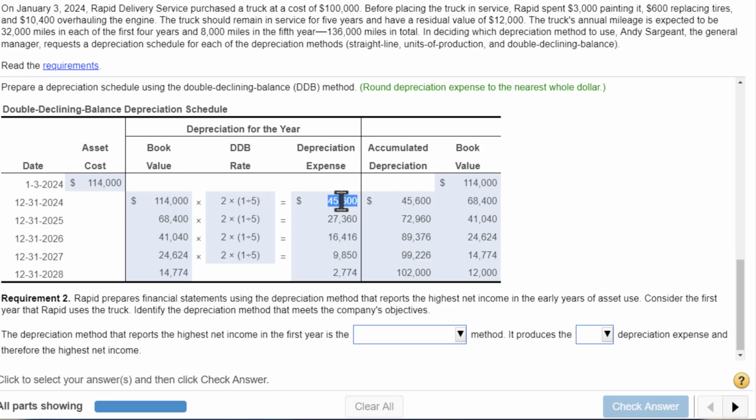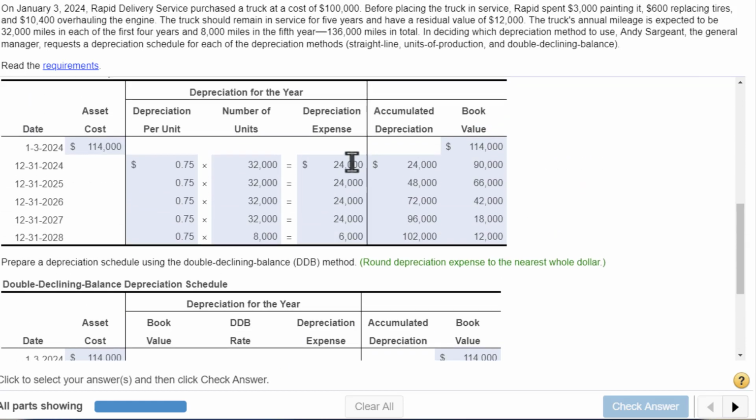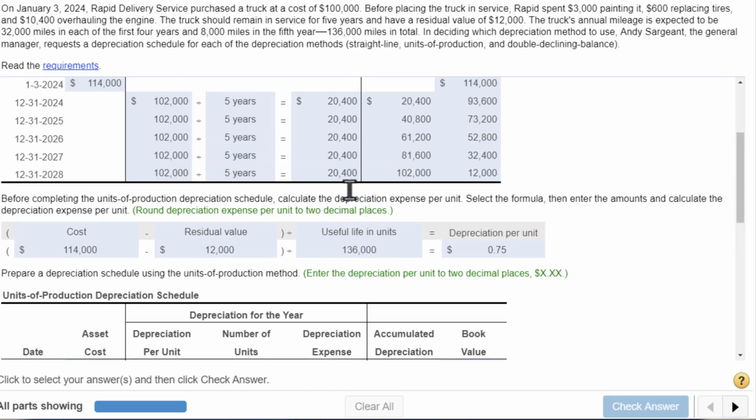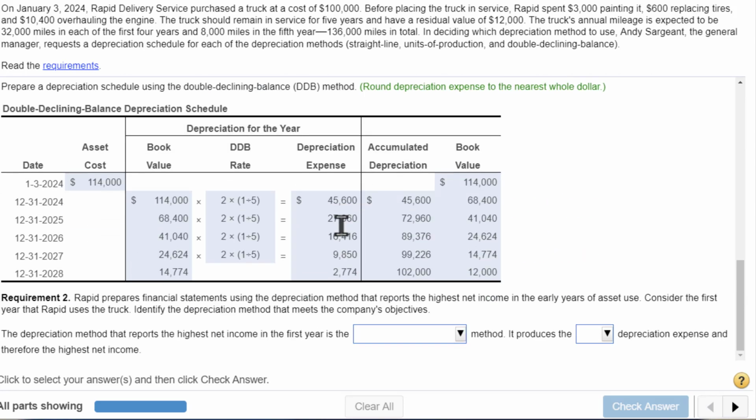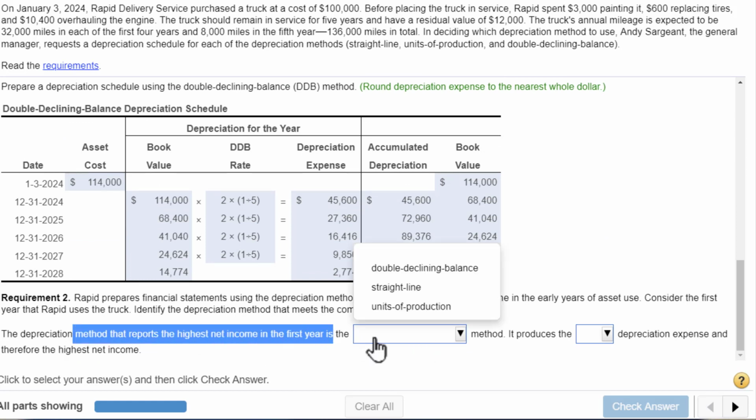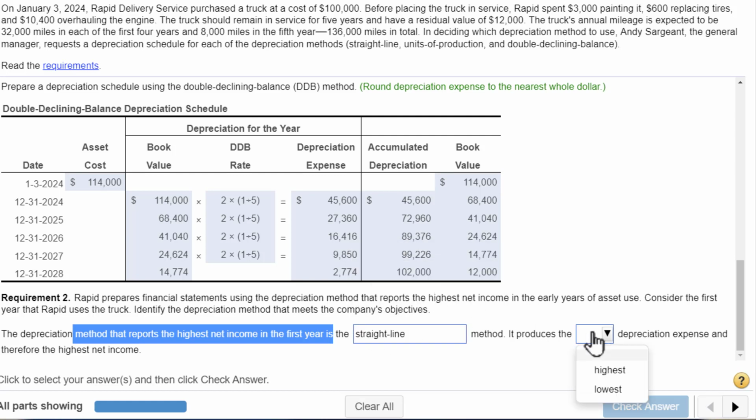It's definitely not double declining because it always has the most depreciation early on. So we got 24,000 for units of production, and we got 20,400. So they want to use the one with the lowest expense so they can have the maximum profit. So they want to use straight line depreciation. So the depreciation method that reports the highest net income in the first year is straight line depreciation. It produces the lowest depreciation expense and therefore the highest net income.